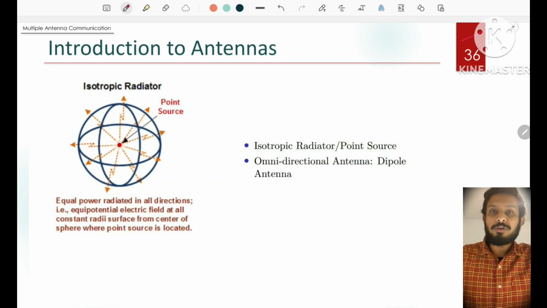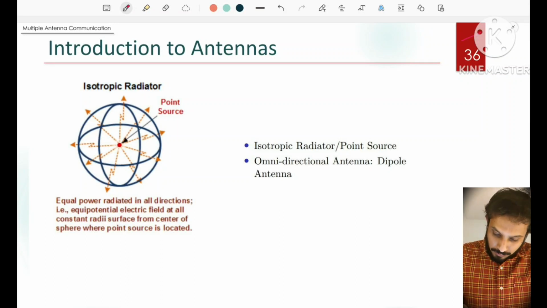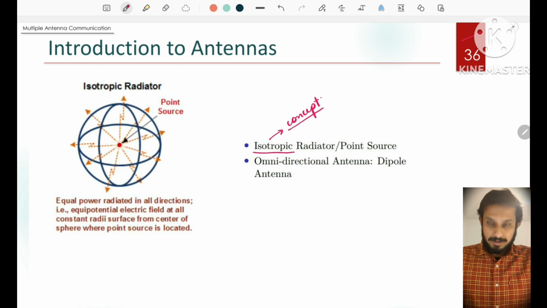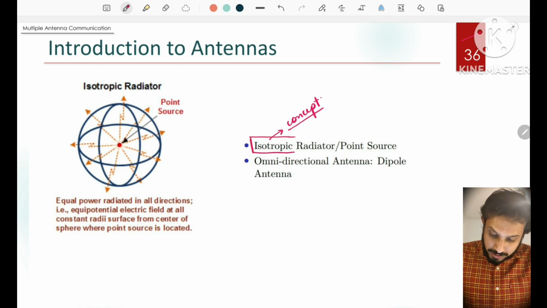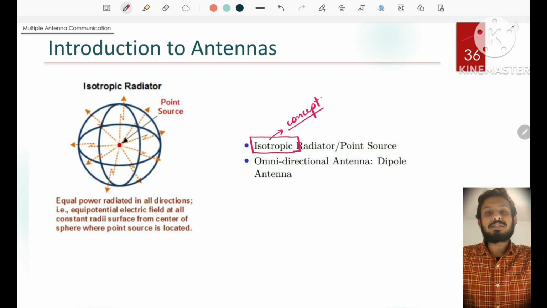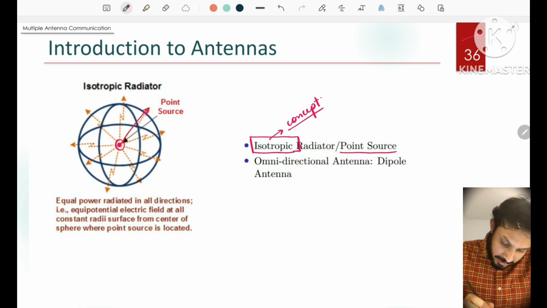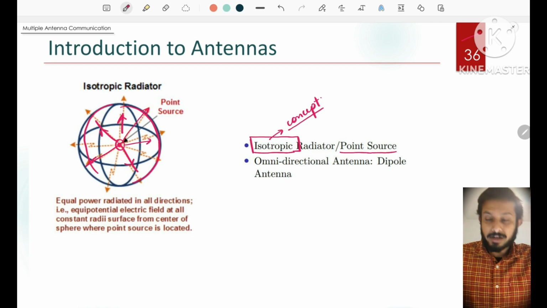In this video, we will briefly talk about antennas. So first we have the isotropic antenna. The isotropic antenna is a concept that helps us to understand the behavior and properties of antennas. This kind of antenna does not exist in reality, but it helps us to understand the system impact that these antennas will have. It can be considered as a point source, as described in the figure, and equal power is radiated in all the directions. As a result, what we end up with is a sphere.